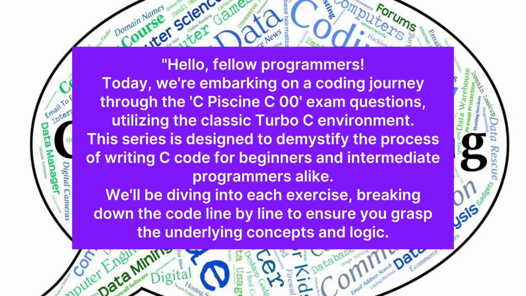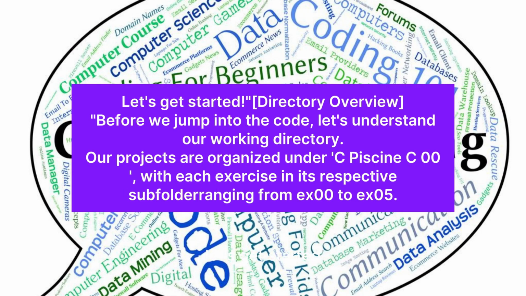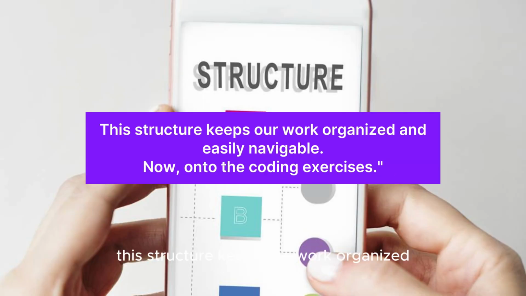Let's get started. Directory overview. Before we jump into the code, let's understand our working directory. Our projects are organized under Piscine C00, with each exercise in its respective subfolder ranging from X00 to X05. This structure keeps our work organized and easily navigable. Now, onto the coding exercises.